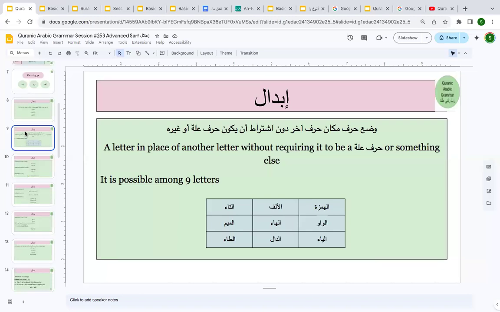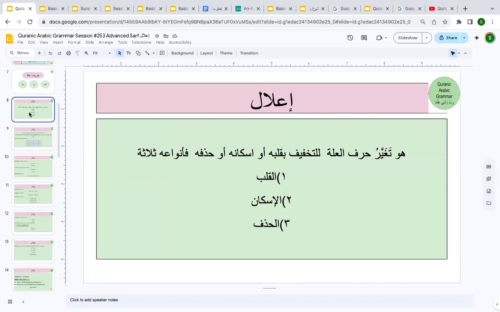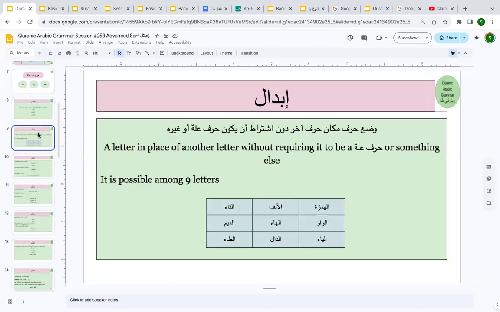When you are specifically talking about haruf illa, the changes that haruf illa undergo for ease, that process is called i'lal. I hope this is clear to each and every one of you. When you see a haruf illa undergoing a change for ease, takhfif is ease, right? For ease, then you call it i'lal. But this i'lal can also come under the big umbrella of ibdal as well. Is this clear to all of you?